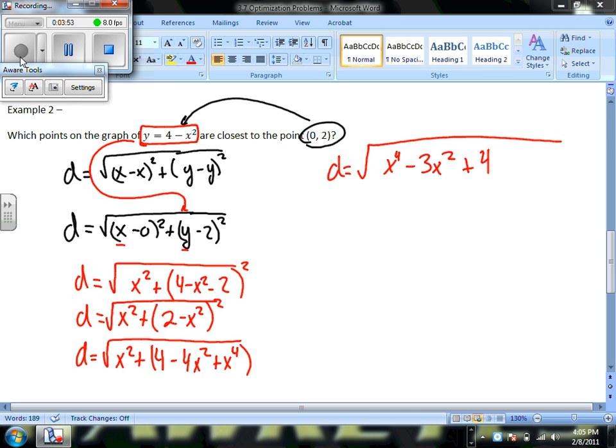So we're just going to take the derivative of what's inside here, and that's all we need to do.